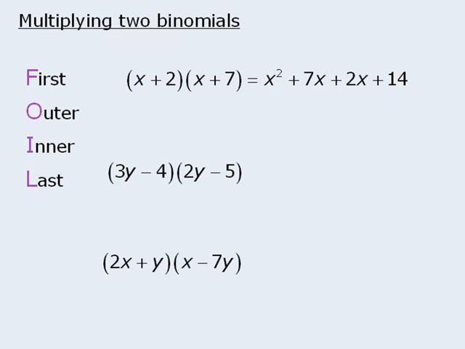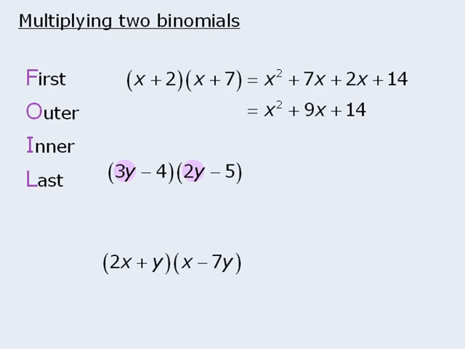At this point, we can simplify this expression if we recognize that 7x and 2x are like terms. As such, we can combine them to get 9x. So when we expand and simplify (x + 2)(x + 7), we get x squared plus 9x plus 14. Now let's expand the second product.